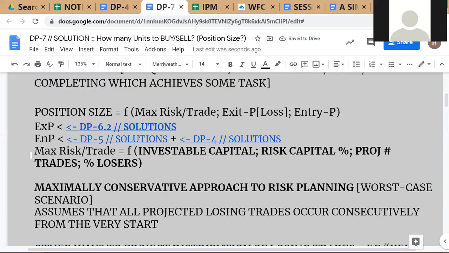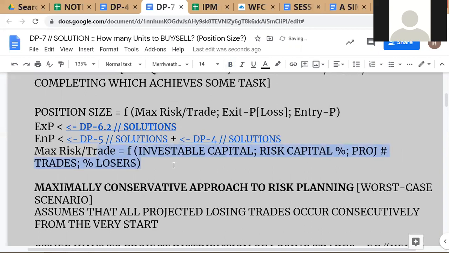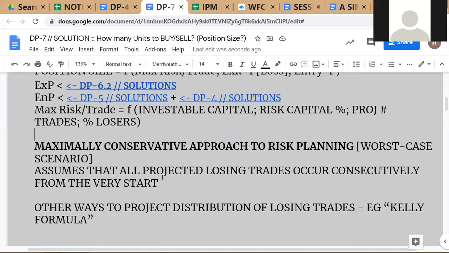As you notice here, let's keep it stacked together. It's easier to see everything. Okay. So as you notice, maximum risk trade is a function of these four things. So this mathematical reality does not change. The only difference is that the method that I'm teaching you is the maximally conservative approach to risk planning, worst case scenario based planning.